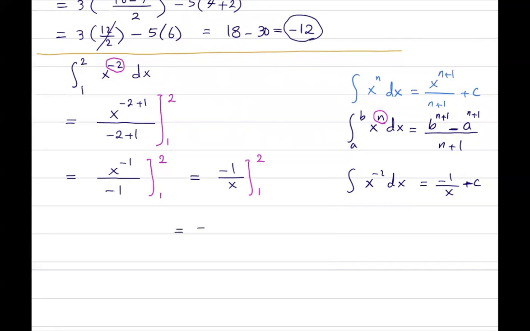Substitute 2 first, negative 1 divided by 2, minus, it has a subtraction in between, so we have to use parentheses, negative 1 divided by 1. Perfect. So you have negative a half plus 1, or just 1 divided by 2.